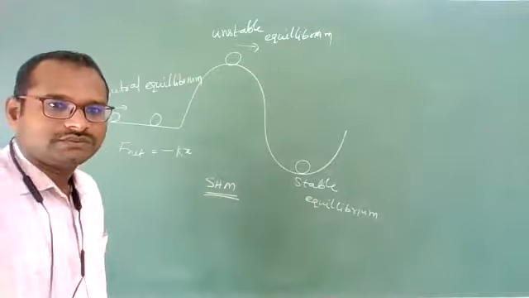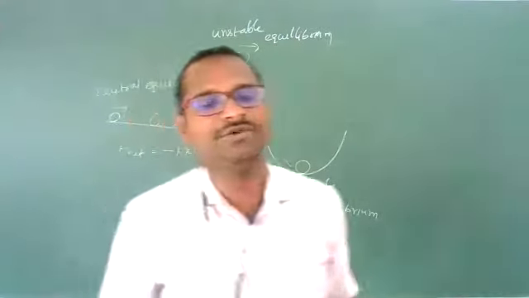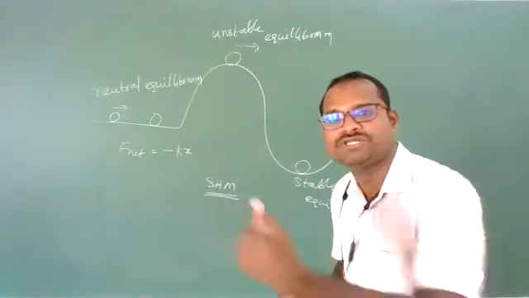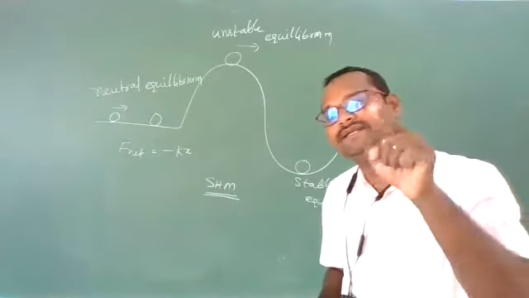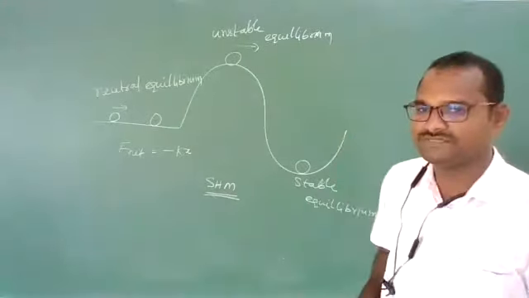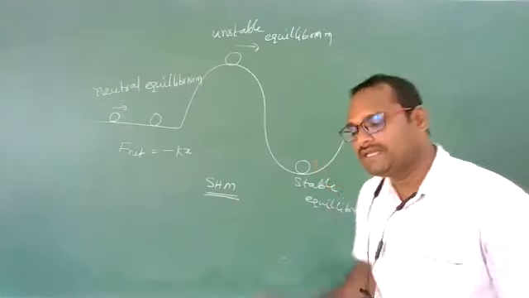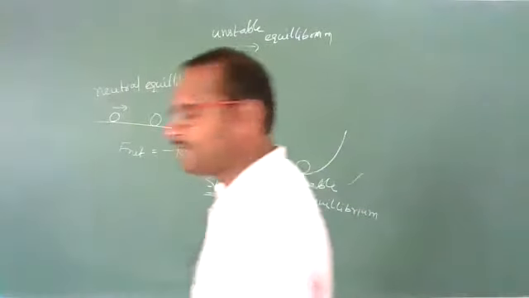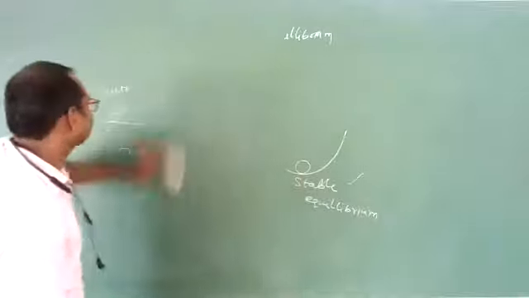Yes or no? Clear? If you displace an object from its equilibrium position, and it comes back to the same position and oscillates about it, then it is said to be in simple harmonic motion, and we can derive its time period. The same concept we will apply here for charges, for the stable equilibrium condition. That is the point we are going to discuss now.